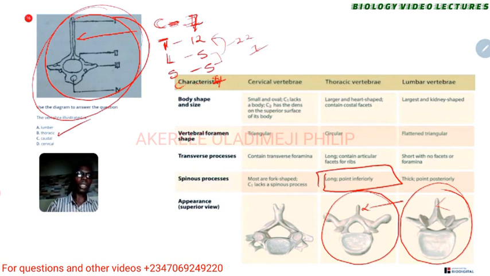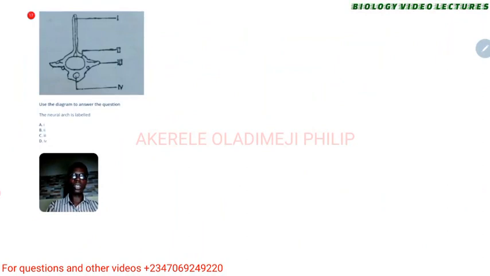Pause the video at this point and try to get some of the information there, so that we won't waste time on all of that. That's why I added this. Pause the video, read through this. Now the next question says, the neural arc is what? This is the neural arc, which is option B, the neural arc.